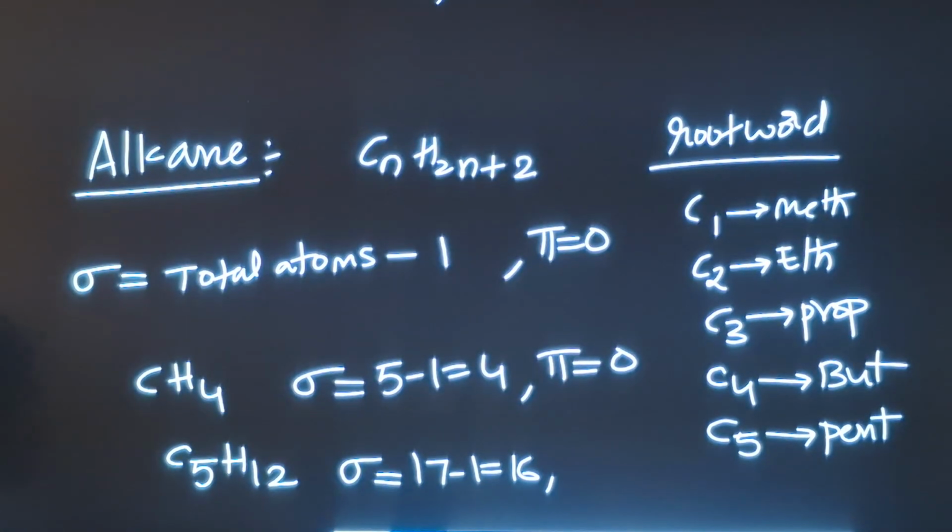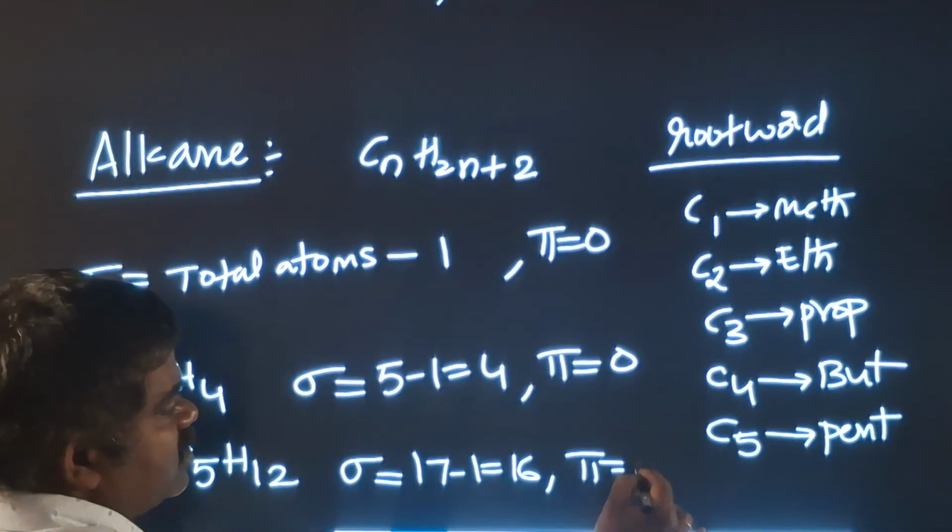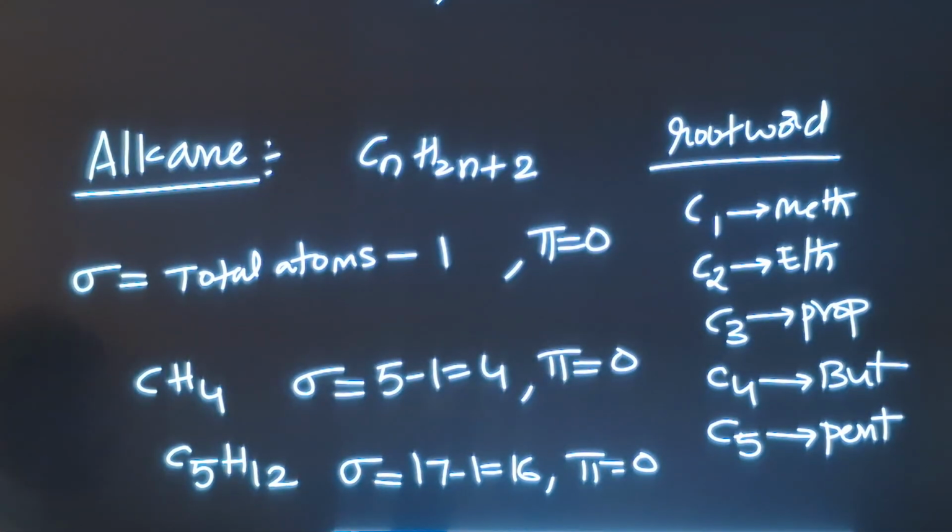No need to write the open structure. So total atoms minus 1 is equal to sigma bonds. Here total atoms 17. 17 minus 1, 16. So 16 sigma bonds are present in pentane. C5H12 means pentane. And pi bonds 0 because it satisfies the alkane formula. If any compound satisfies the alkane formula, pi bonds 0.